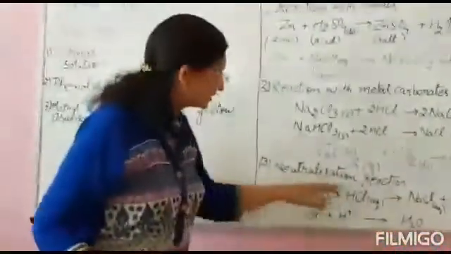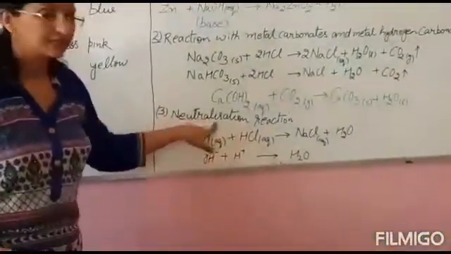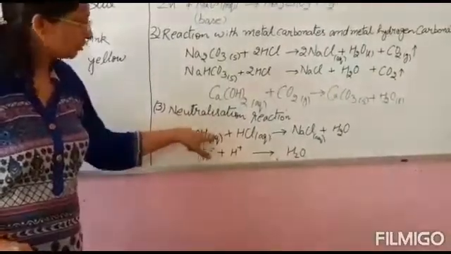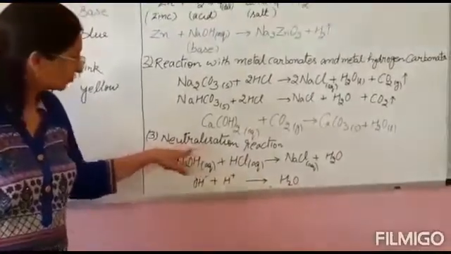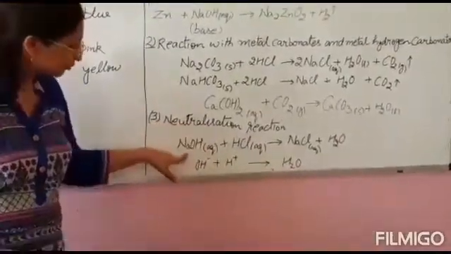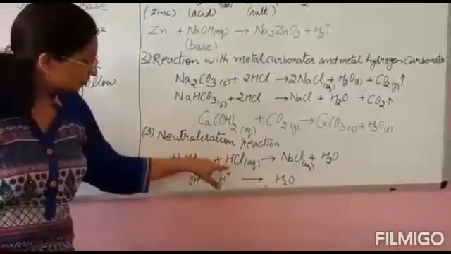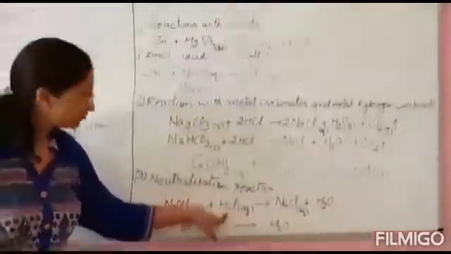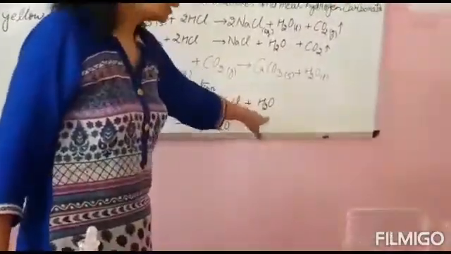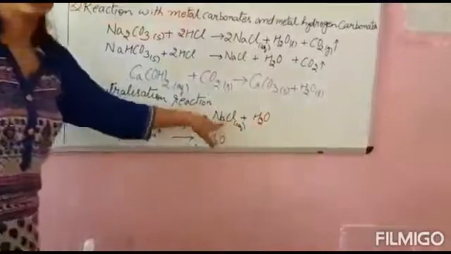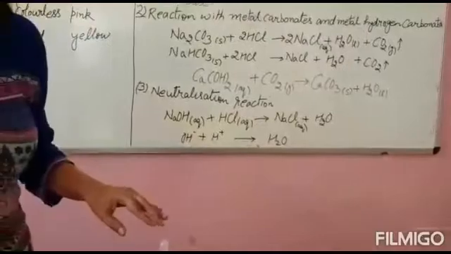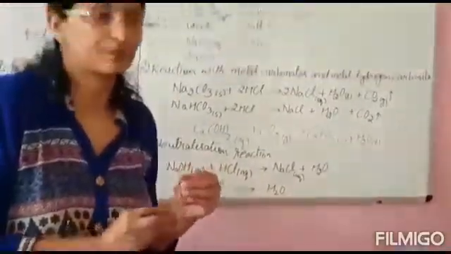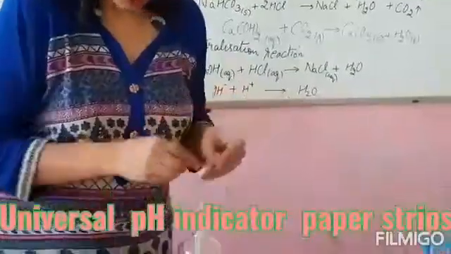Now the next reaction is the neutralization reaction. As the name indicates, acids mask the effect of the base, and their effect is being neutralized. So this is known as a neutralization reaction. Here the base NaOH, when it is mixed with the equivalent amount of HCl, then we get the salt and water, and this resultant salt solution will be neutral. This I will show you with the help of the universal pH indicator strip. When it gives red color, this I will show you now.